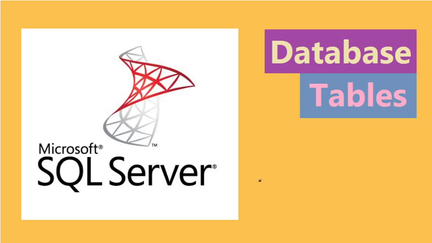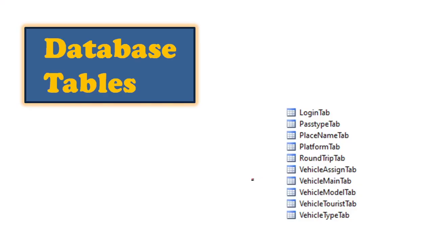So now let us look at the database tables. What are the tables we are using here? We are using around 10 tables here. One is a login table, pass type, place name, platform, round trip, vehicle assign, vehicle main, vehicle model, vehicle tourist, vehicle type. As the name indicates, the corresponding data will come to this particular table.